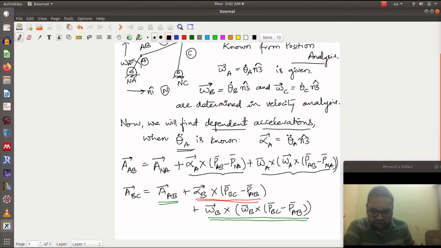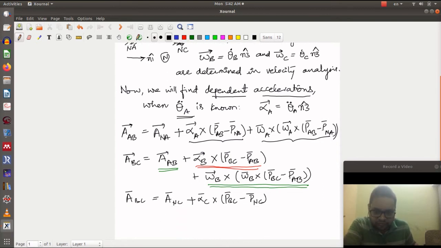Okay, now acceleration of BC can also be written as acceleration of NC, which is 0, plus alpha C cross position of BC minus position of NC, plus omega C cross omega C cross position of BC minus position of NC.